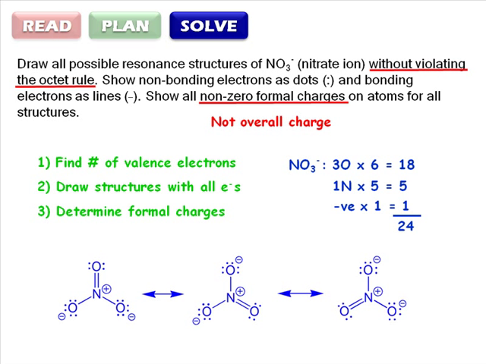Finally, check your work. Make sure all the formal charges add up to the correct overall charge for the molecule, and check that each atom has an octet. As an aside, all these resonance structures have the same formal charges on the same types of atoms, so you'd be correct if you guessed that they're all equally important.